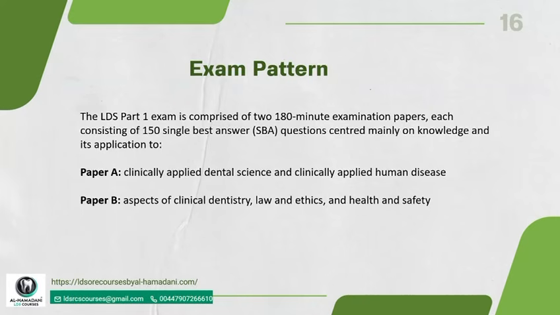Now, if you read these lines carefully, it says 150 single best answer questions, which means that there would be a question and 4 options. It means that all the 4 options might be right. You would have to select the one which is the best answer. Your best answer doesn't mean that the other 3 answers would be wrong. So it is tricky, but very much doable.